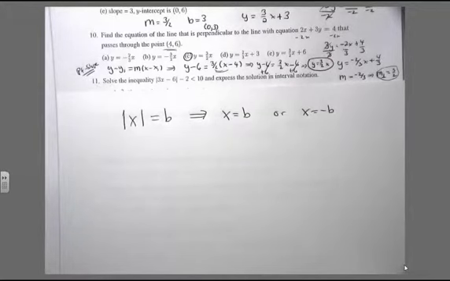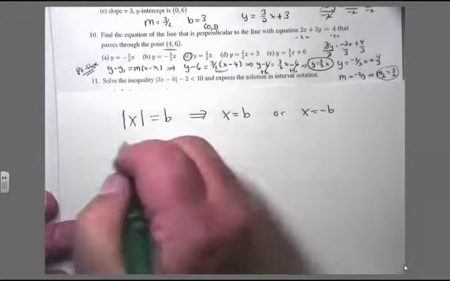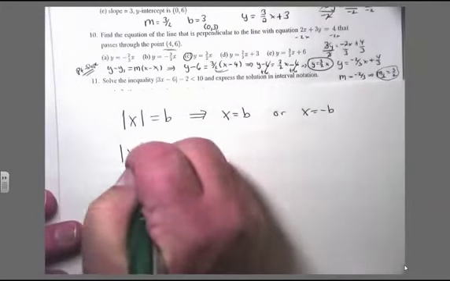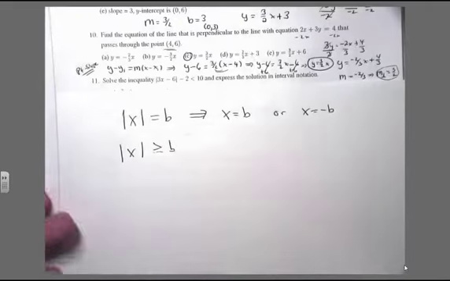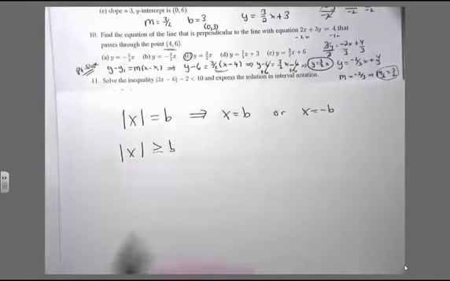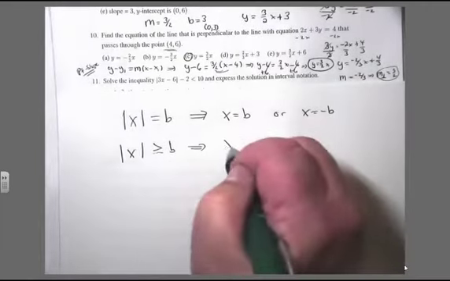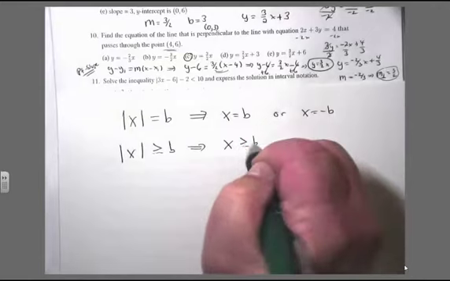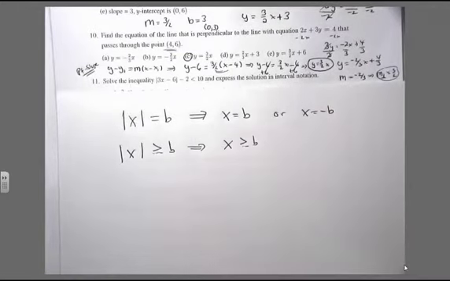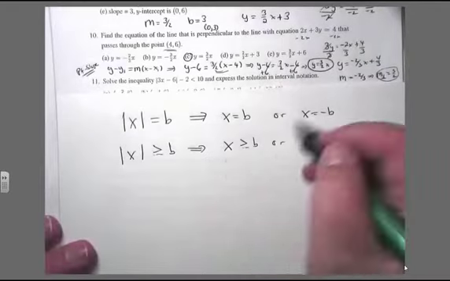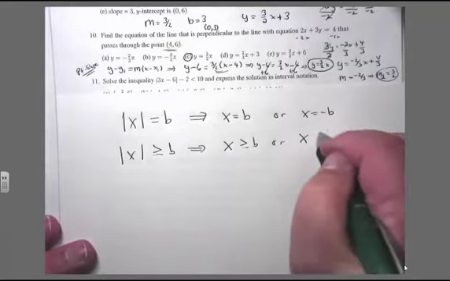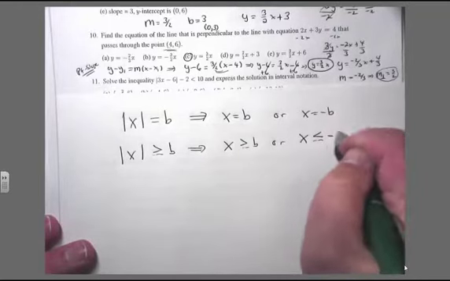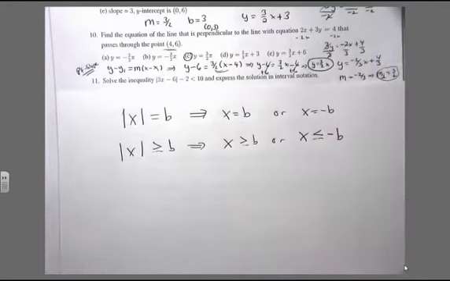Absolute value of x greater than or equal to works the same way. If I have the absolute value of x greater than, or possibly greater than or equal to b, it doesn't matter if it's equal to or not. If it's greater than, you do the same thing. Either x is greater than or equal to b, you basically just rewrite it without the absolute value, or, when you introduce the negative, you have to switch the sign: x is less than or equal to negative b. So it follows the same pattern.